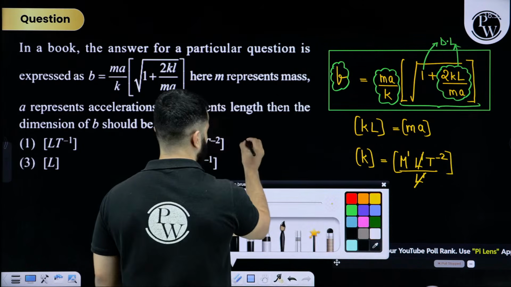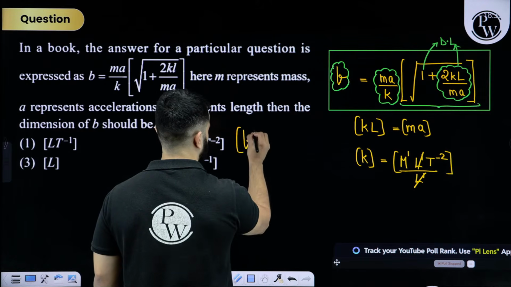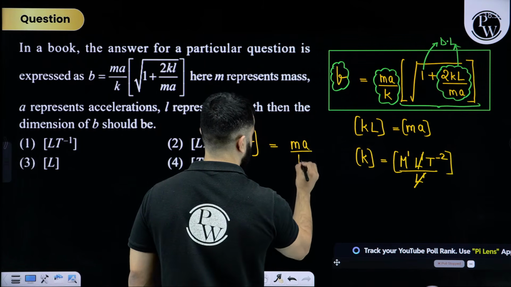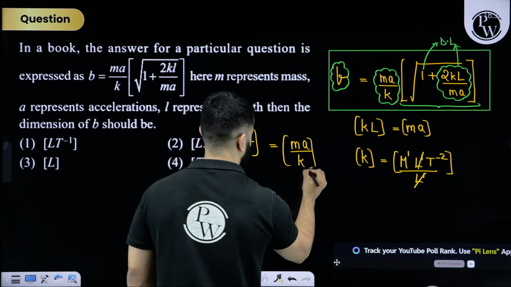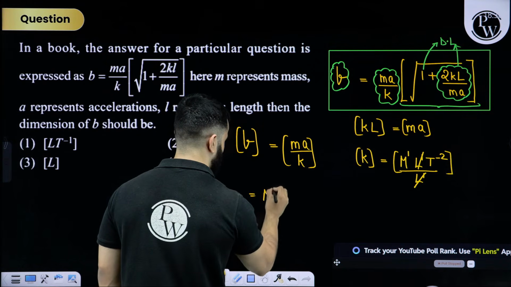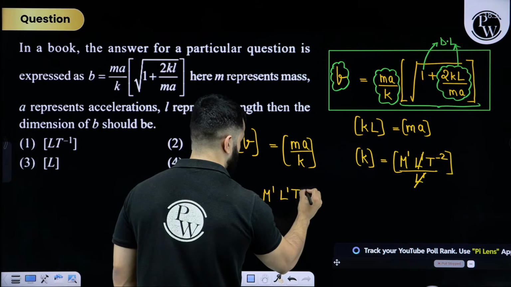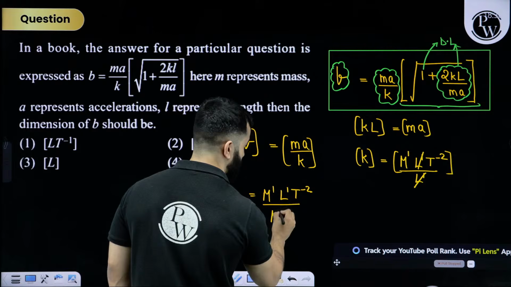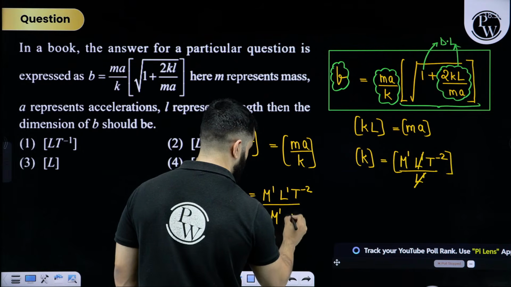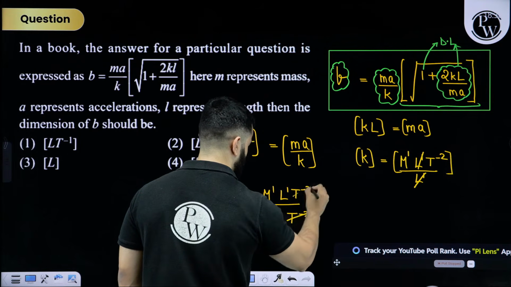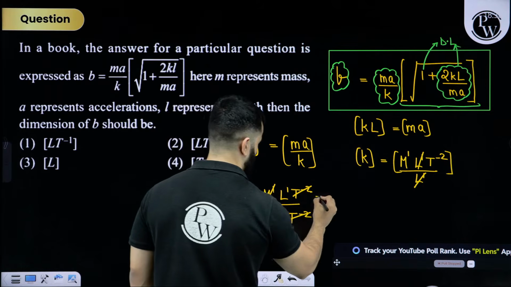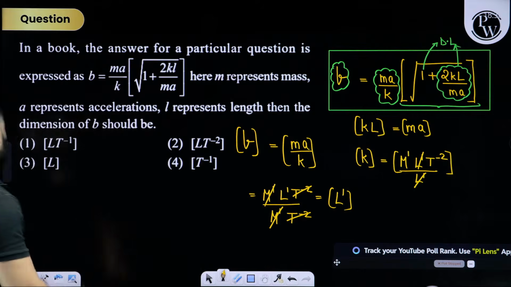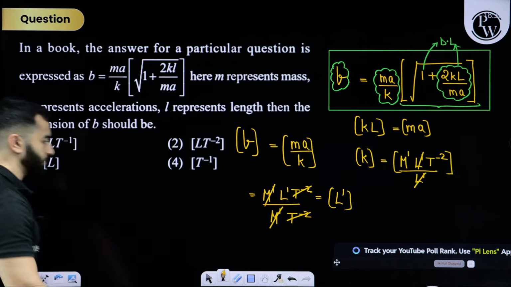B will have the same dimensions of MA divided by K. M is mass, A is acceleration, and now we know what K is. K is mass times T raised to the power minus 2. Mass cancels, and the answer comes out to be L to the power 1. L to the power 1 means the third is the correct option.